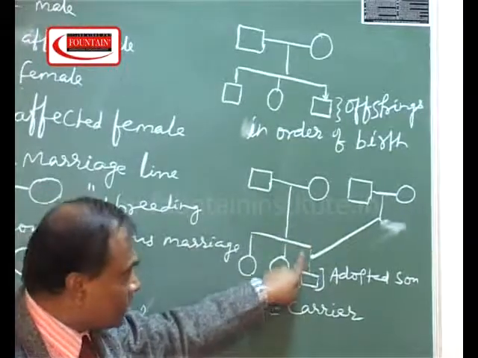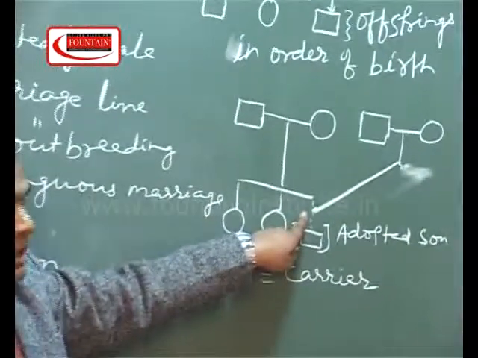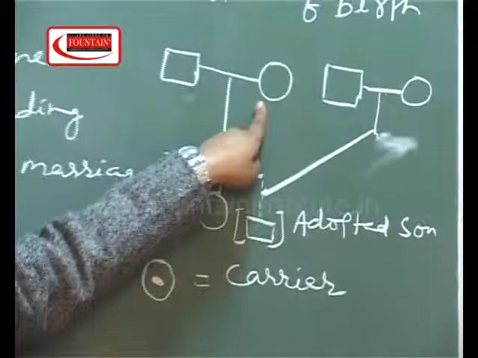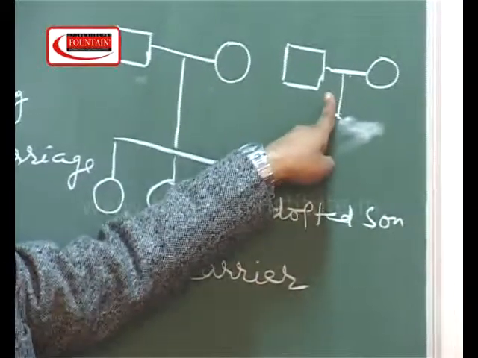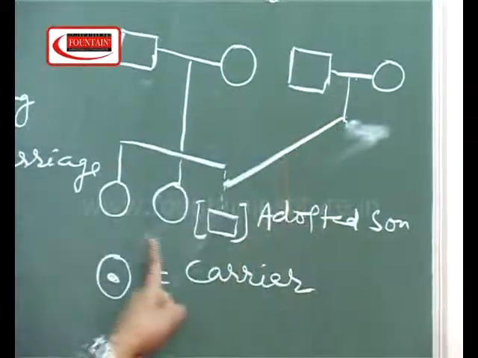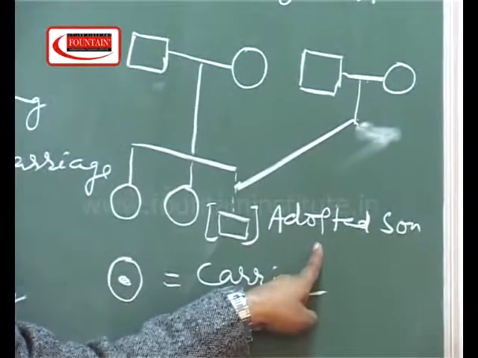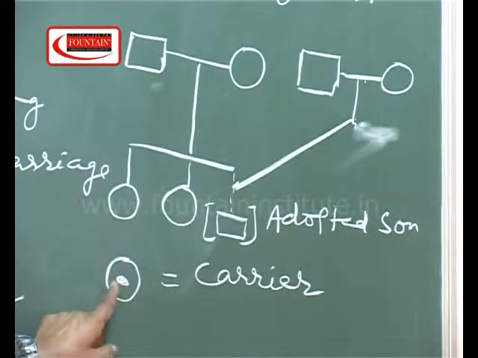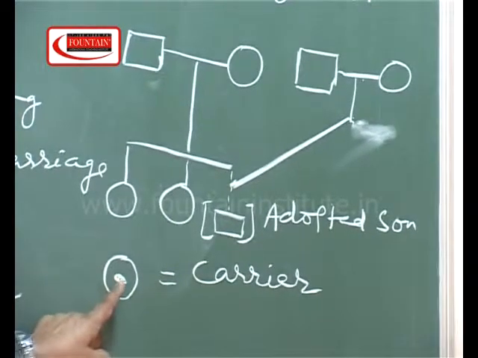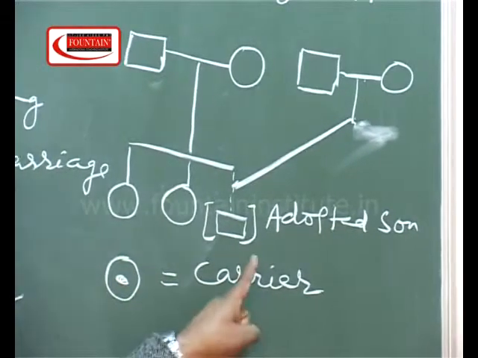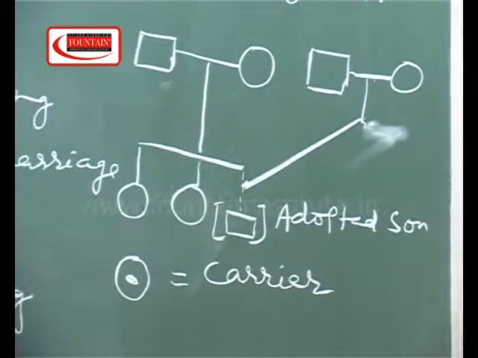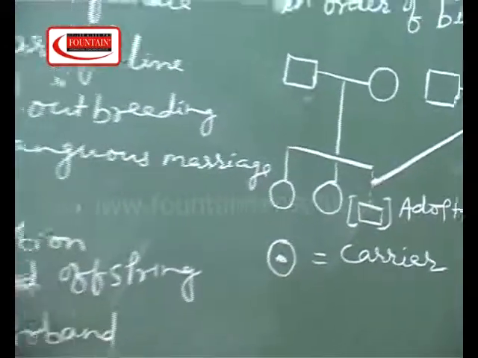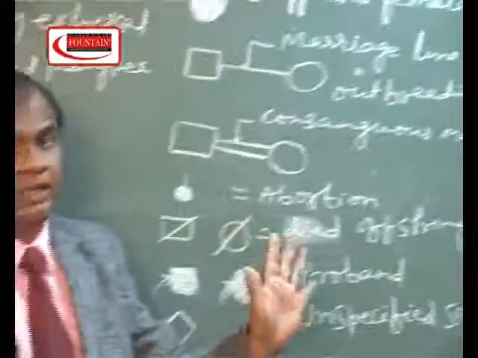If we connect this son with a dotted line, it means this son is adopted and this is the real biological parent, and this bracket indicates the adoption. This is the adopted son. And if the circle is marked by this point, it means it is the carrier. In sex linked diseases, the female is the carrier. And this is all about pedigree analysis.